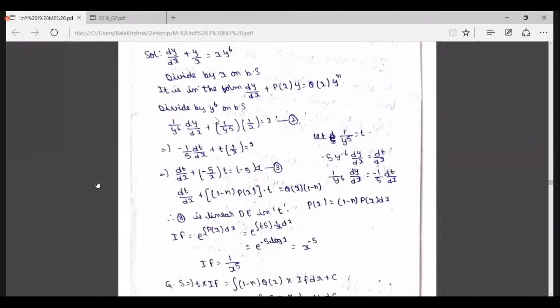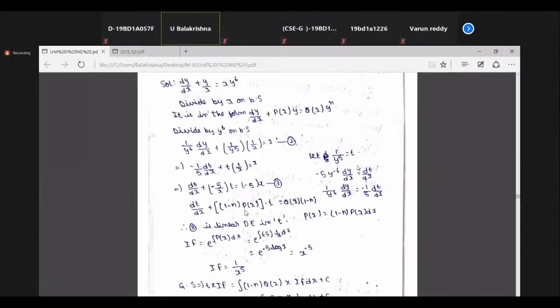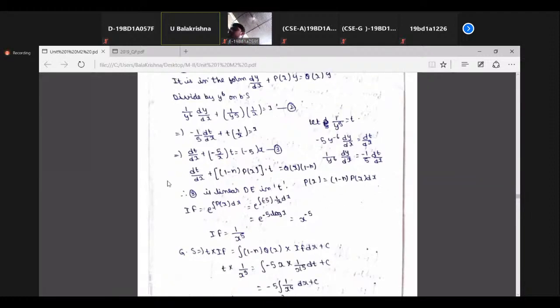To reduce that into linear form, you should divide by y power n, that is y power 6. But there is no need to do this directly. If you can remember, you can directly write dt/dx plus (1 minus n) into p(x) into t is equal to q(x) into (1 minus n), right? Where t, you need to remember, is nothing but 1 by y power (n minus 1), that is 6 minus 1, that is 5. So 1 by y power 5 is equal to t. You need to remember this one.